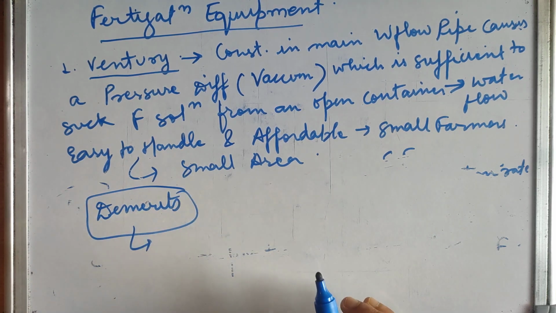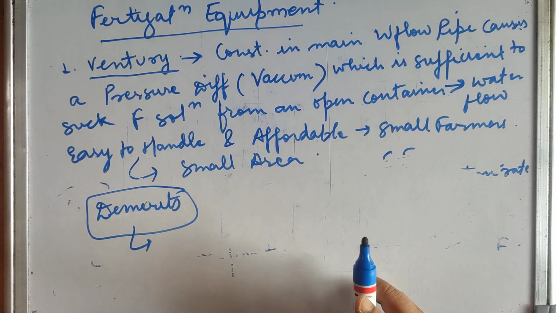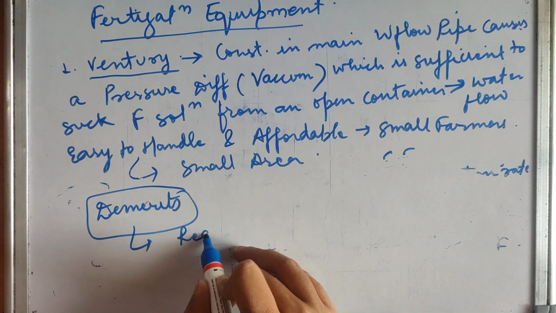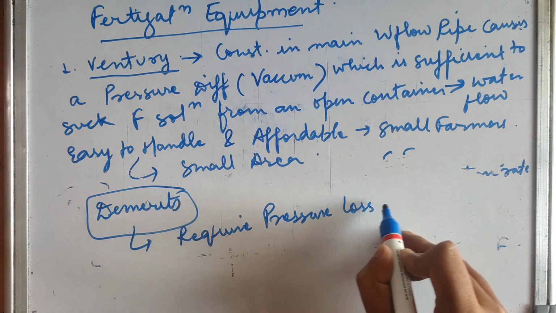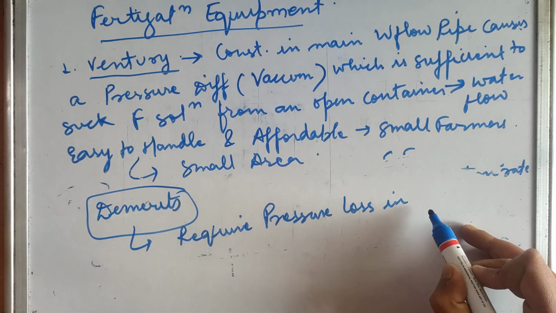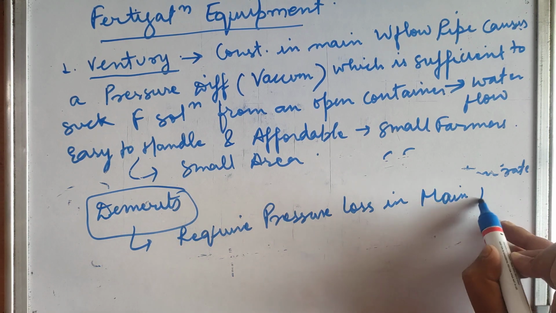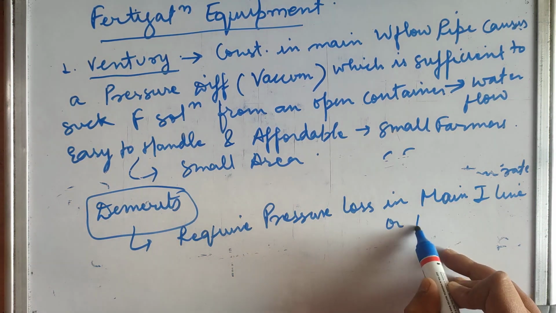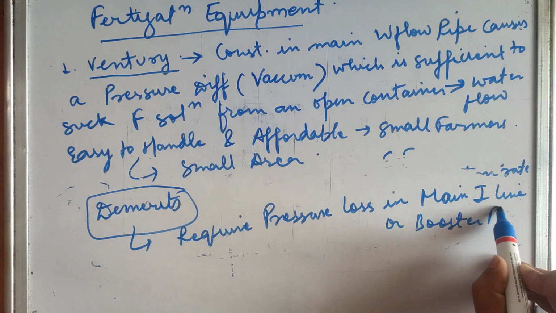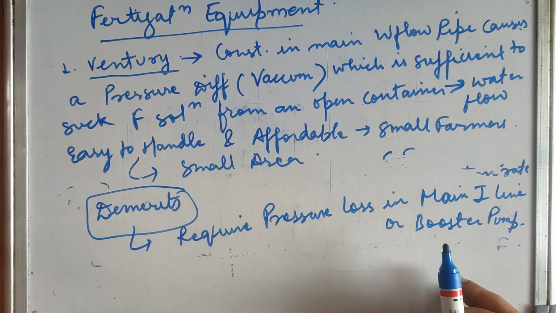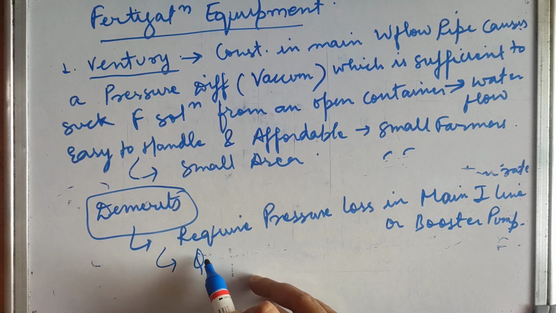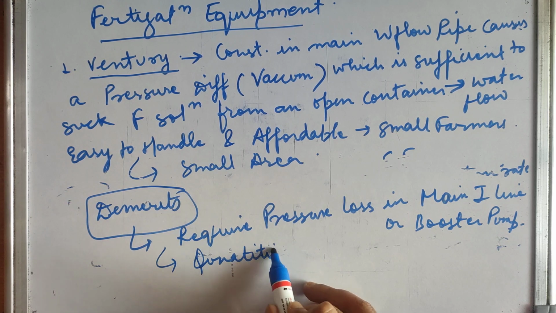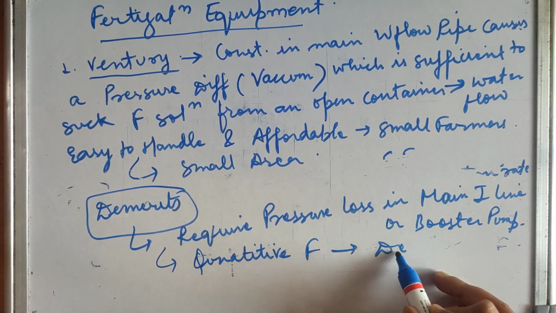Demerits of Venturi. Requires pressure loss in the main irrigation line or a booster pump. Also, it is suitable for quantitative fertigation, but quantitative fertigation is somewhat difficult through Venturi.